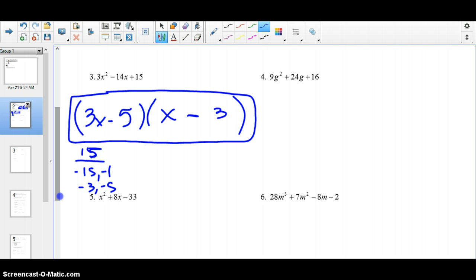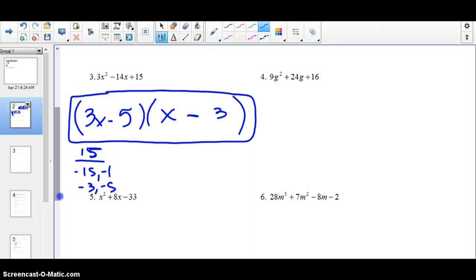Let's look at number 4. Okay, first ask yourself, is there a GCF? No. Is this a special case? Is this a difference of squares? No, difference of squares is only 2 terms with a minus sign. Is this a perfect square trinomial?